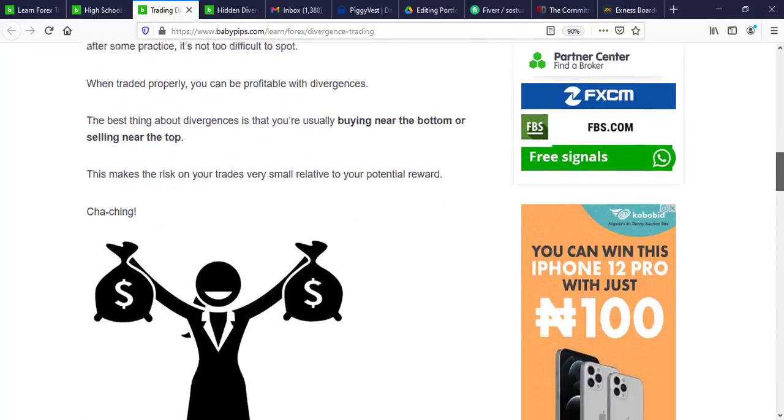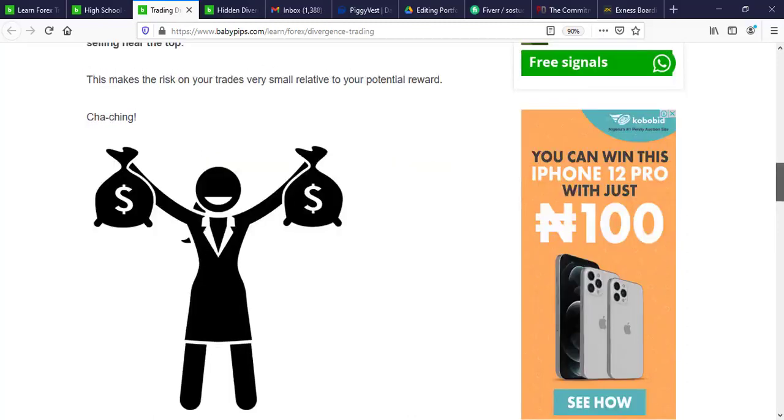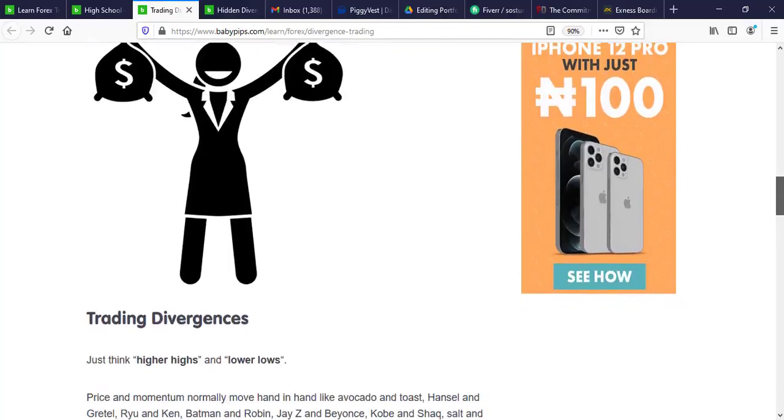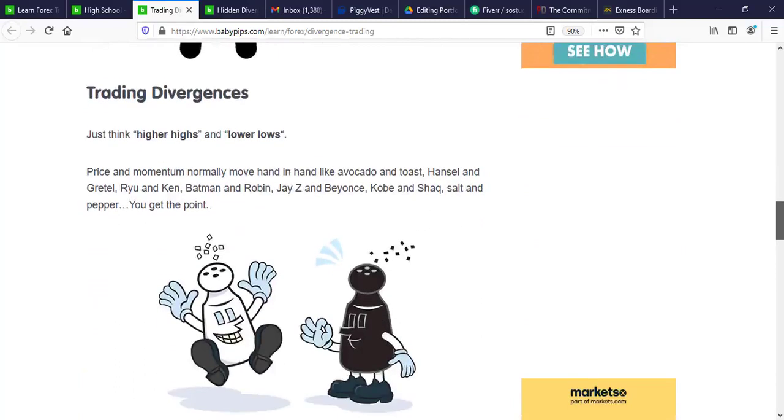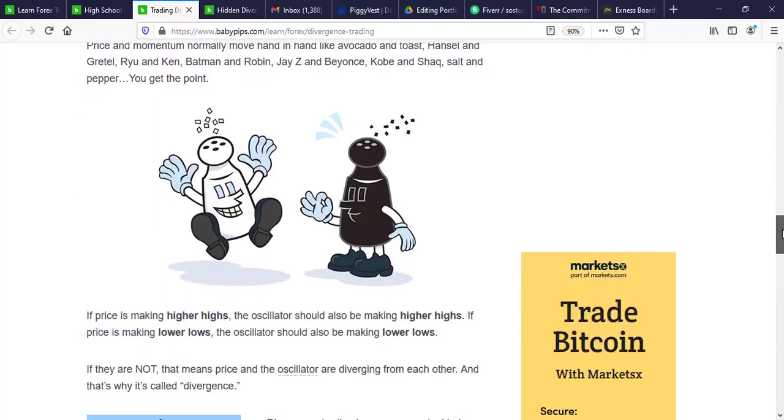The best thing about DVs is that you usually buy near the bottom or sell near the top. Either way, it's a win-win for you. So trading divergences, now just think about it. Just think of higher highs and lower lows. Price and momentum normally move hand in hand, just like avocado and toast, Hansel and Gretel. That's how price and momentum move.